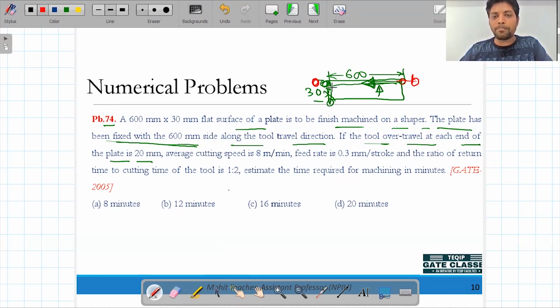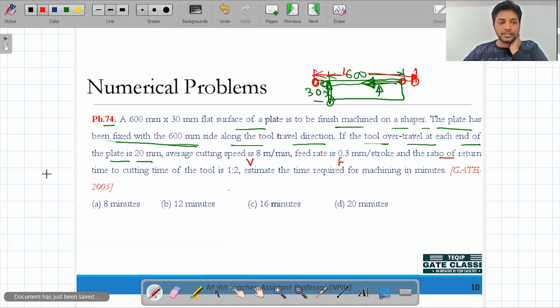Okay, so this will be complete finishing should be placed on the workpiece. So now we are moving from here to here. Okay, so this will be the total length. Okay, average cutting speed, which is 8 meter per minute, is given to you. Feed, that is 0.30 mm per stroke, is given to you. Ratio of return time to the cutting time is 1:2. That is m will be equals to 1/2.